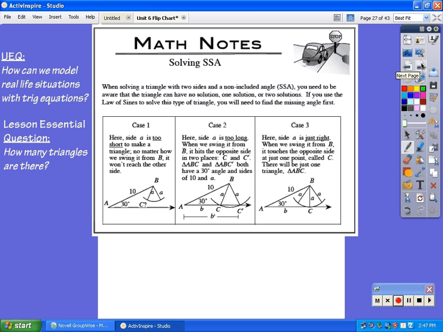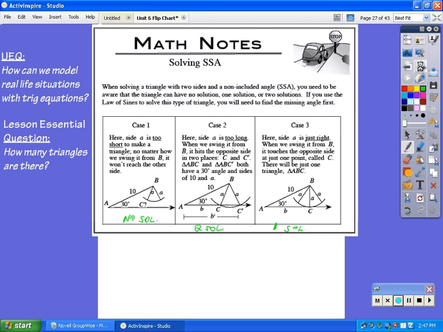This is the math notes box, talks about those situations we spoke about today. Here we have no solutions. Okay. Here we have two solutions. That's like the example we just did. And then here, when side A is exactly the right length, it makes a right triangle, and we have one solution. These are all the cases of angle side side and what could result whenever you have that situation.